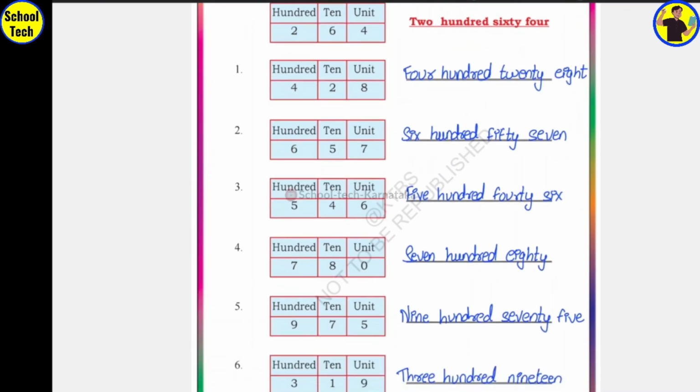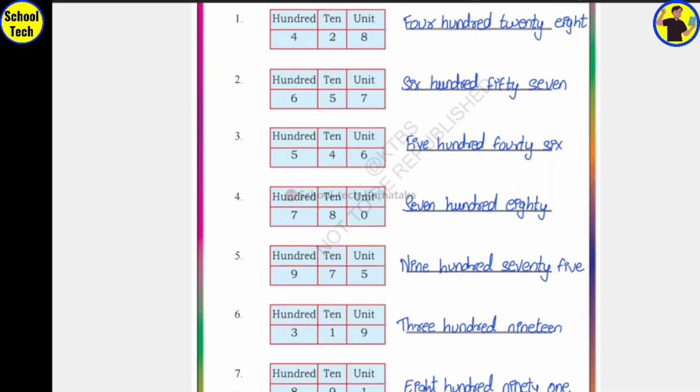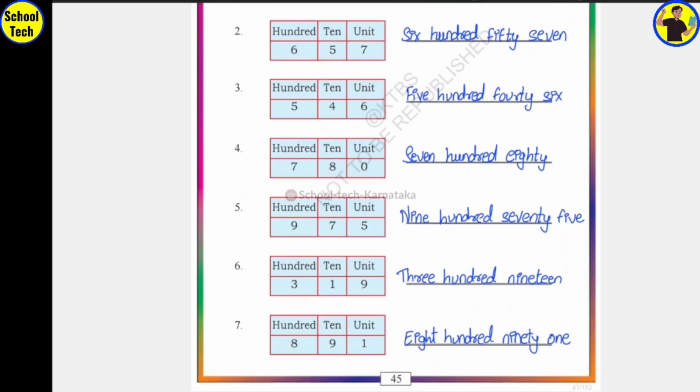So the first one, in units place we have 8, in tens place we have 2 and in hundreds place we have 4. Which number is this? It is 428. Write it in words, 428. The second one, in the units place we have 7, in tens place we have 5 and in hundreds place 6. The number is 657. Write that in words, 657. So in the same way you can solve the next one.